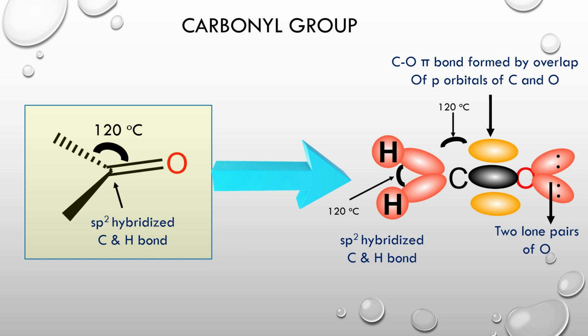As we have discussed the sp2 hybridization in carbonyl compounds, the group will remain planar at an angle of 120 degrees. You can see the structure here closely.